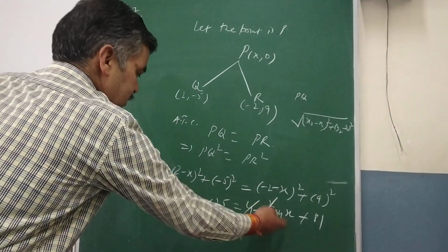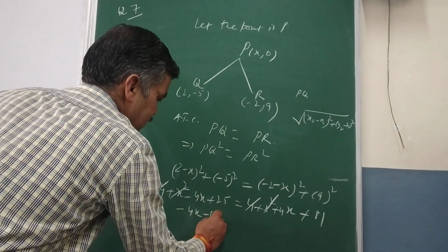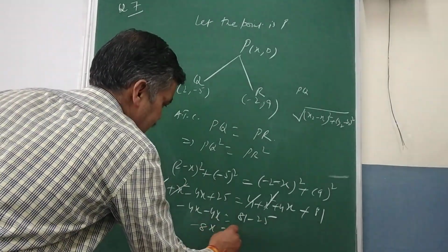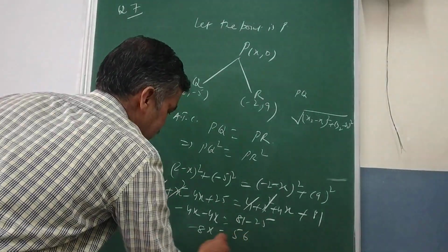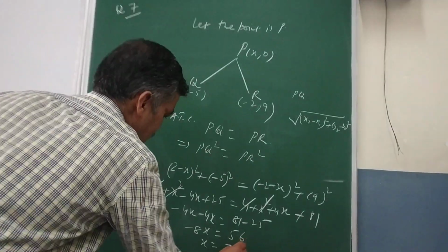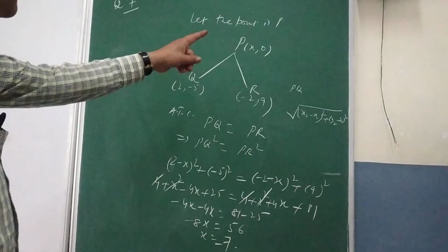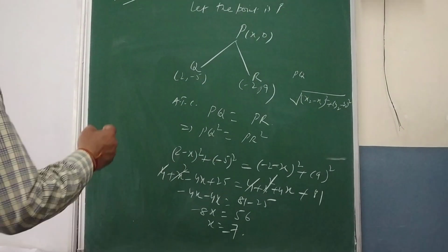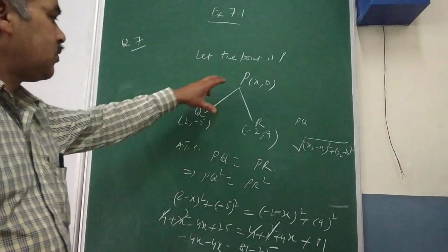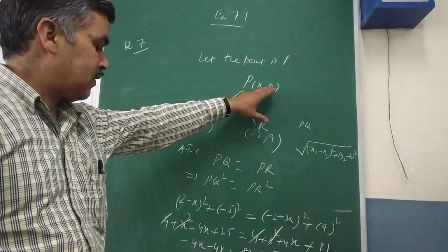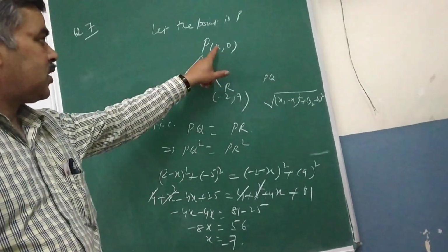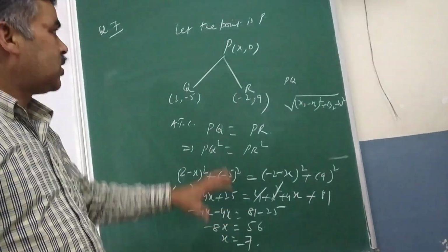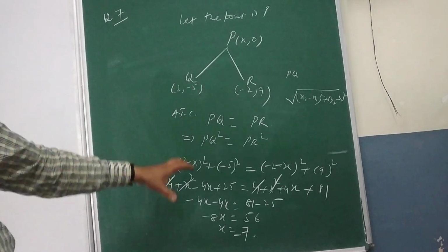So have a look over here: minus 4x minus 4x is minus 8x, which is equal to 81 minus 25, that is 56. So x is equal to minus 7. So the answer for your question will be (minus 7, 0). Then you can mention that the point which is equidistant from Q and R is (minus 7, 0). So you will answer the question. That is all about your question number 7, how to find it.